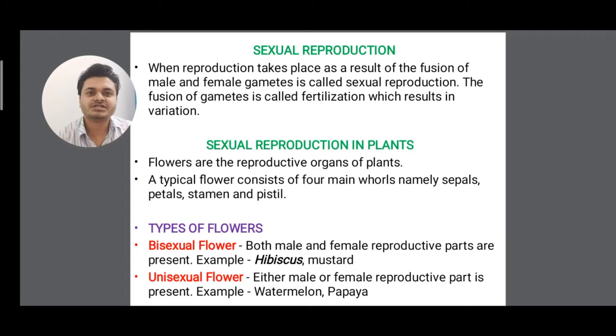So, sexual reproduction in flowers. We'll start with sexual reproduction in plants first. So in plants, we'll study the flower. Flowers are the reproductive organs of a plant. We know that in an entire plant body, the flower is the main reproductive organ.